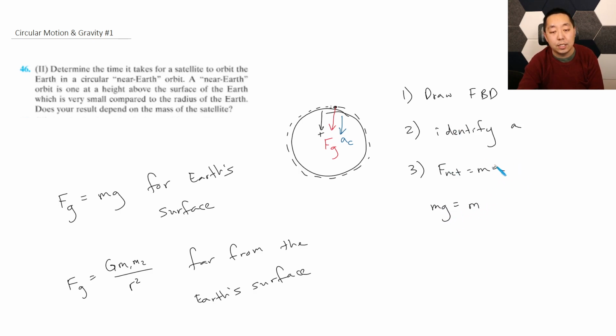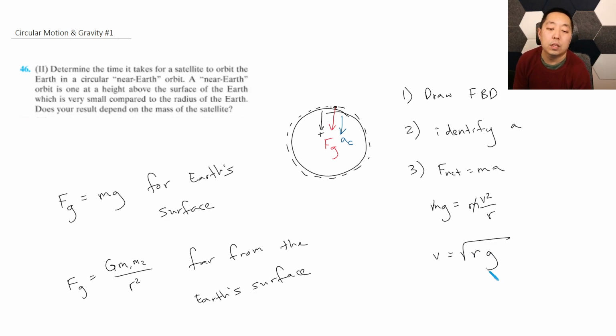Now the a is centripetal, so we write that as v squared over r because it's moving in a circle, right? That's the only difference in circular motion: if it's moving in a circular path, then there's centripetal acceleration directed towards the center of the circle. Okay, you can see the m's cancel. And what can we solve for at this point? We can solve for the speed: v equals the square root of rg.